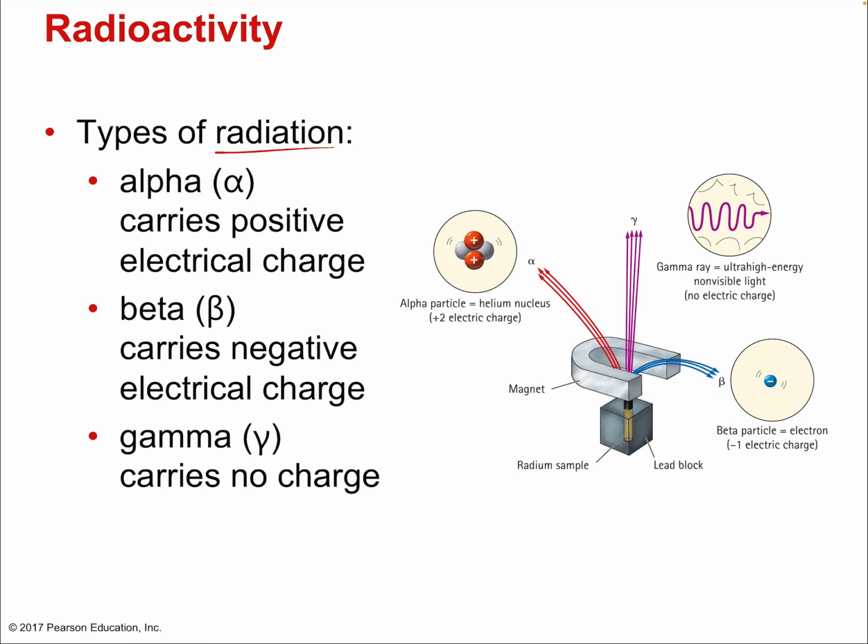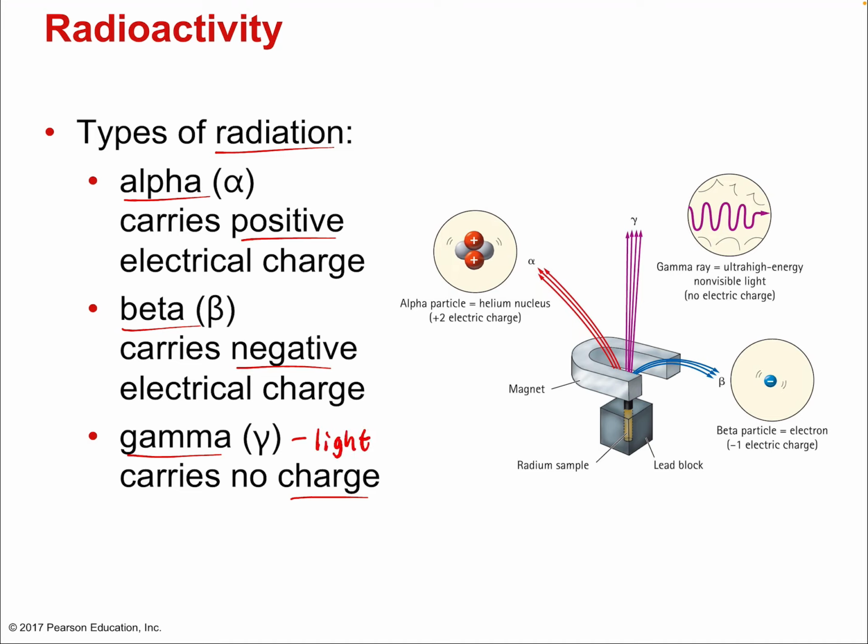So the things that can be produced are alpha particles, beta particles, and gamma particles. Okay, so alpha particles carry a positive electrical charge, so they're positive particles. Beta particles carry a negative charge, and then gamma has no charge because it's just light.